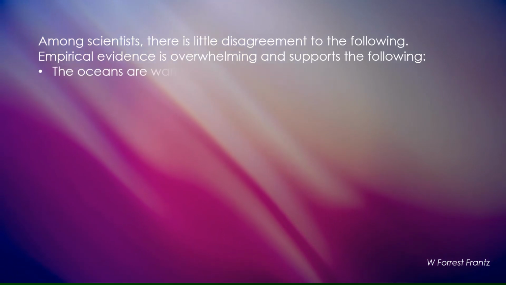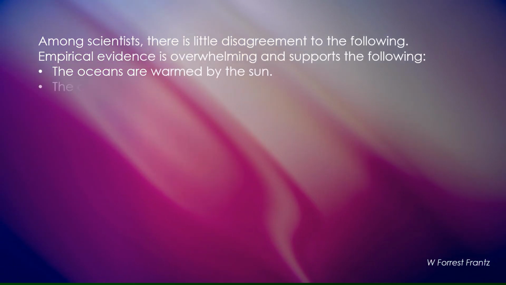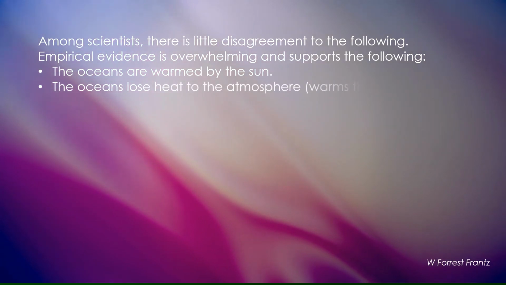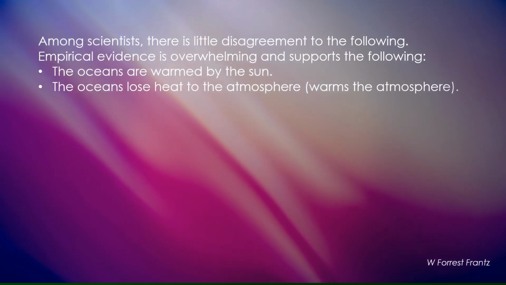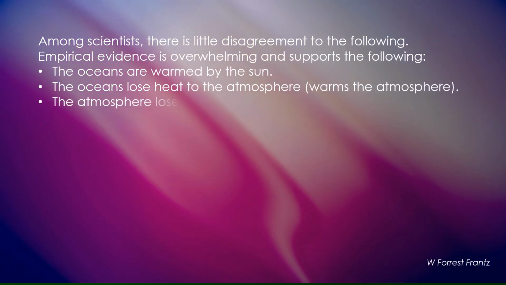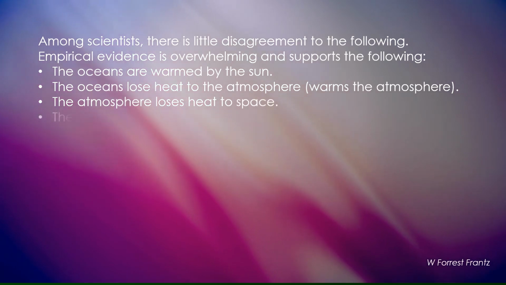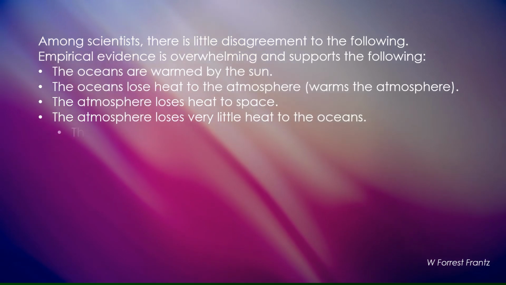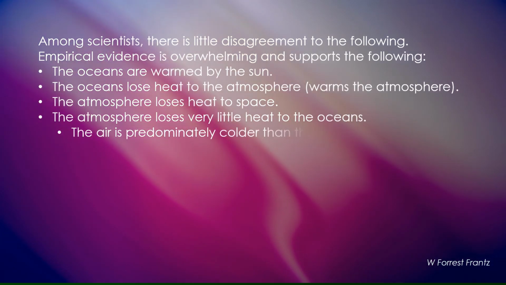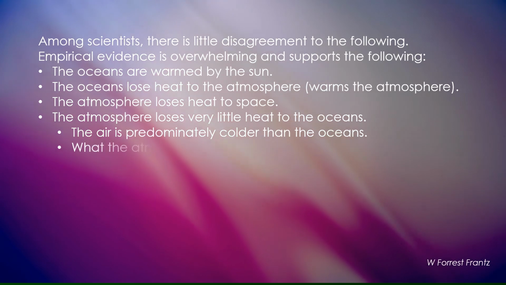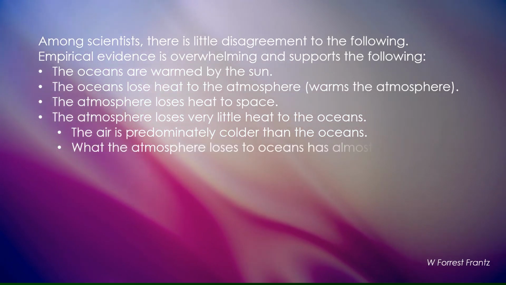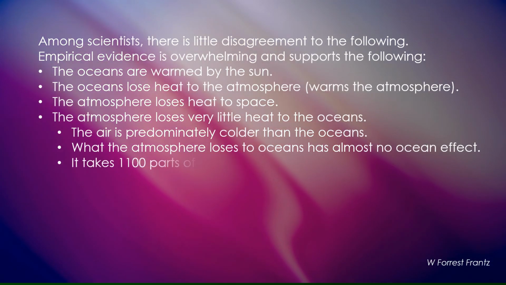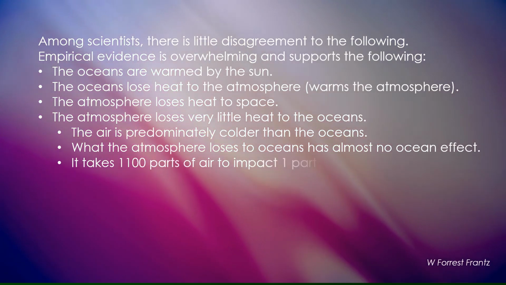The oceans are warmed by the sun. The oceans lose heat to the atmosphere, meaning it warms the atmosphere. The atmosphere loses heat to space. The atmosphere loses very little heat to the oceans. The air is predominantly colder than the oceans. What the atmosphere does lose to the oceans has almost no effect. It takes 1,100 parts of air to impact 1 part of the ocean.